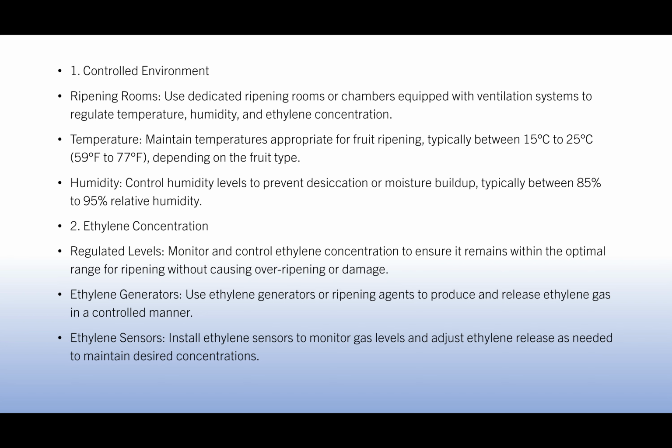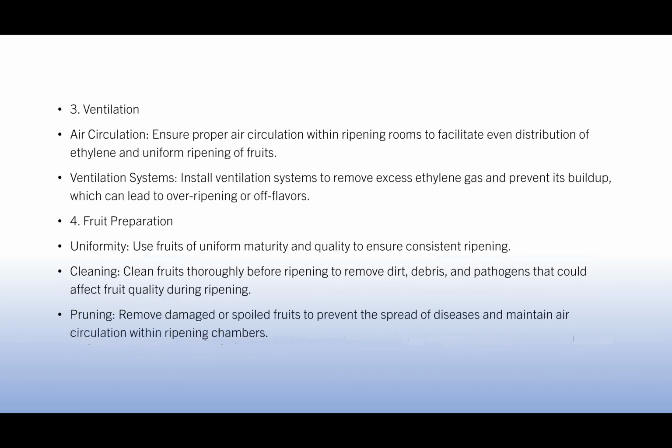So we use ethylene generators, and we use ethylene sensors to know that we've reached the desired concentration. We need proper air circulation, because remember, ethylene is gaseous. Therefore, the circulation will help to evenly distribute the ethylene throughout the fruits in the room. And we spoke about the uniformity of the ripening process.